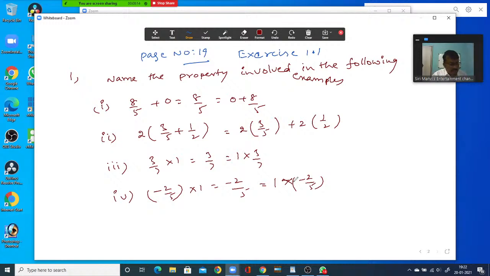And some more examples are also there. We have to take those examples also.